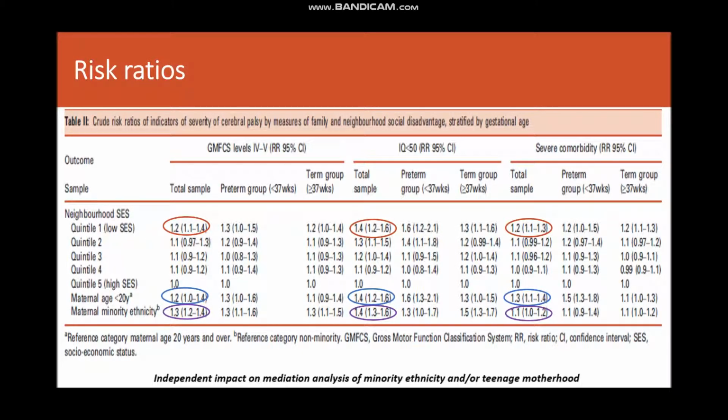If we look at the data in another way, using risk ratios, again, we can see this relationship between a low quintile and a higher likelihood of having a severe CP outcome compared to children in the highest quintile. We can also see that a maternal age of less than 20 and maternal minority ethnicity were also associated with an increased risk that the child would have a severe CP outcome in terms of GMFCS, IQ, and severe comorbidity. The relationship of maternal age and maternal minority ethnicity was found on mediation analysis to be independent of neighbourhood socioeconomic status.